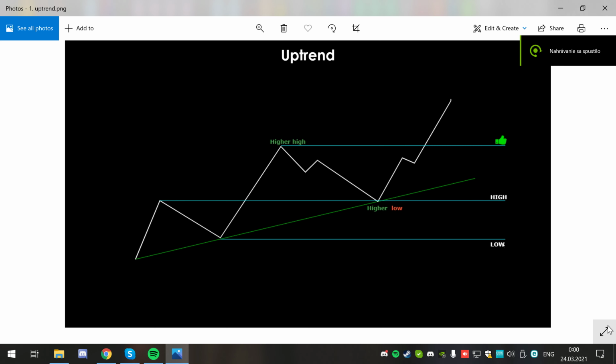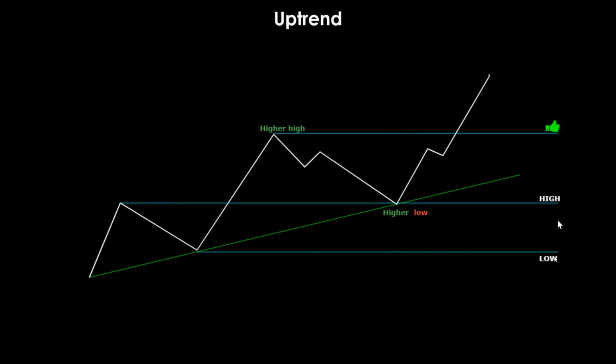Hi guys, I want to do a video about market structure today and about support and resistance as they are tied together. This is the most important video for you because you have to understand this. Without this, you can't trade profitably, as this is the core for any market in the world.